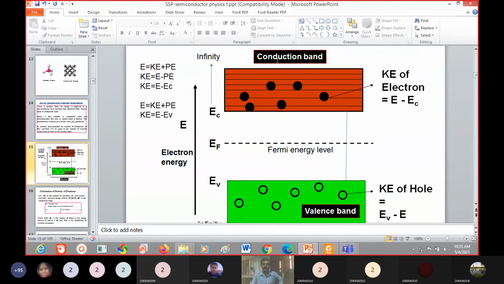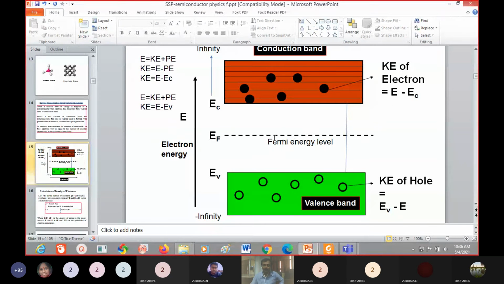That means there are no electrons in the conduction band, above the Fermi level at 0 kelvin. If you take a pure semiconductor, the Fermi level will be in the middle, between the conduction band and the valence band. If you take an impure semiconductor, the Fermi level will change. We'll discuss the Fermi level later.